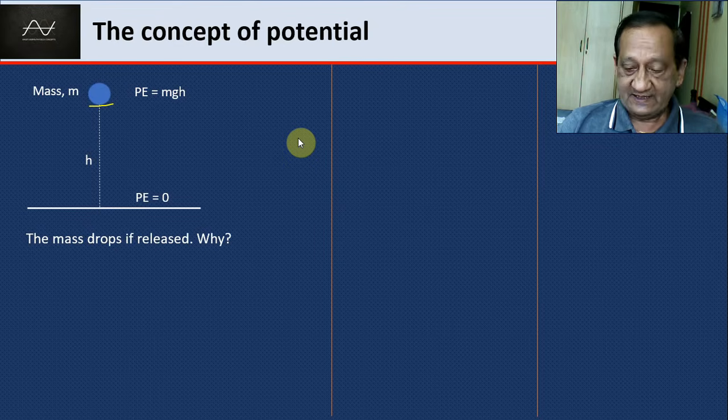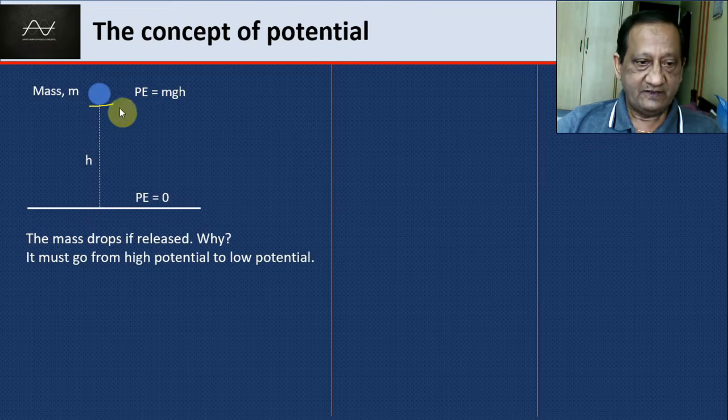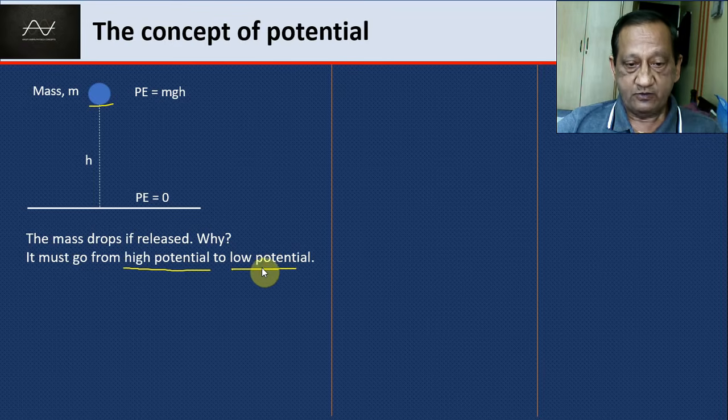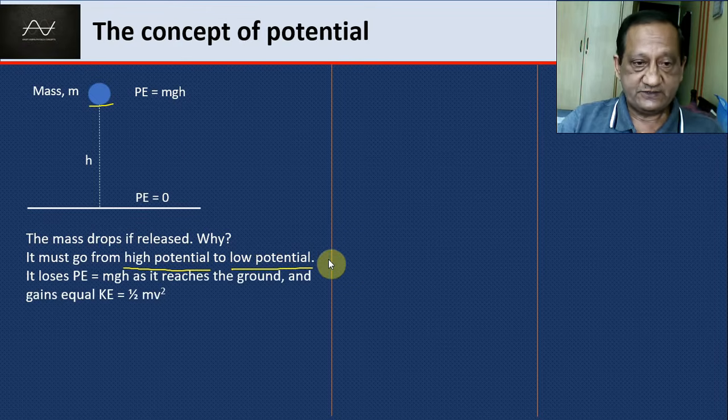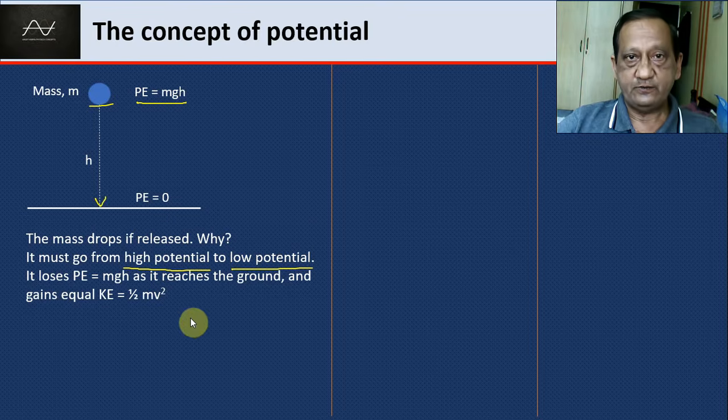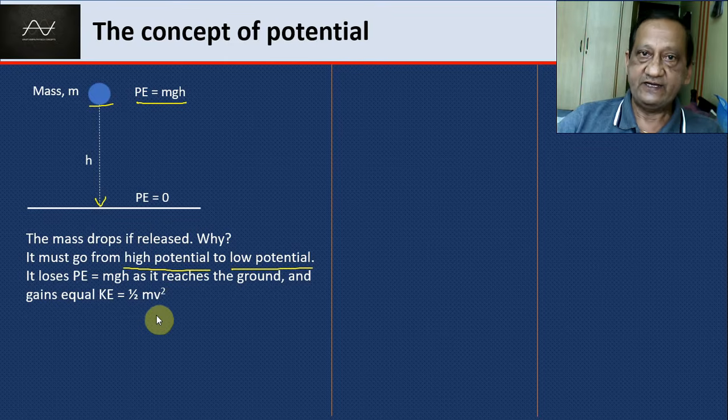So we say that it must go, if it is free to move, it must go from a high potential zone to a low potential zone. We say that it had a certain potential energy here, mgh. When it drops and hits the ground, it gains kinetic energy at the expense of potential energy. The loss in potential energy is the gain in kinetic energy.